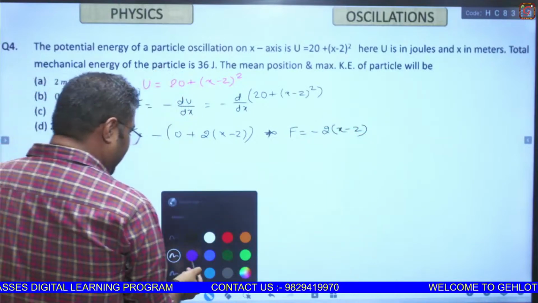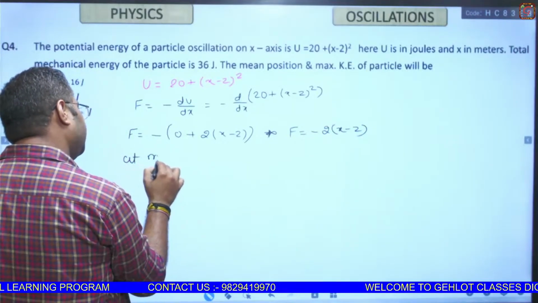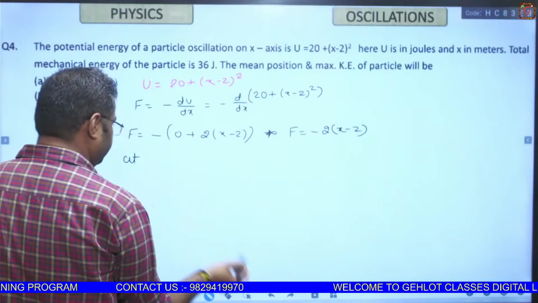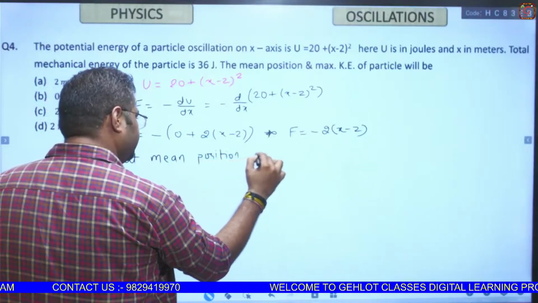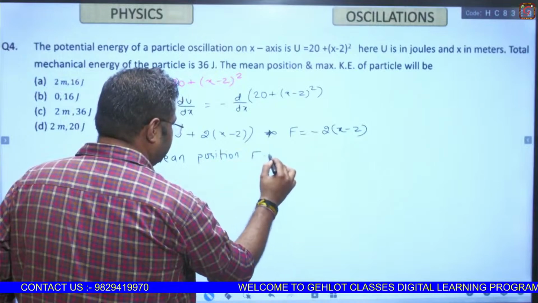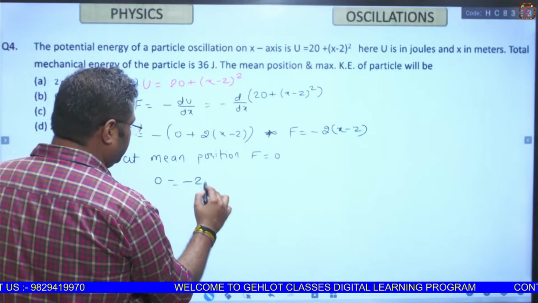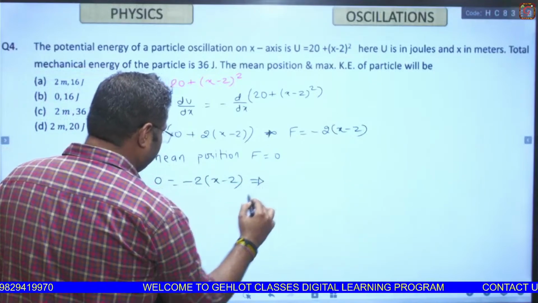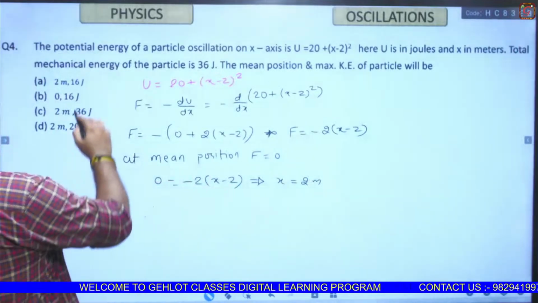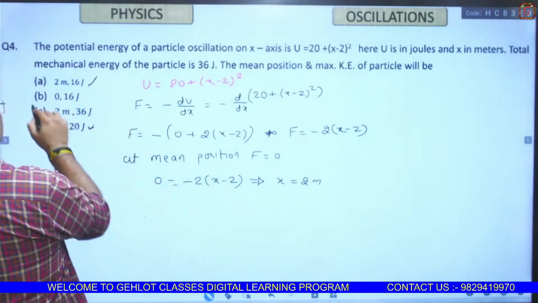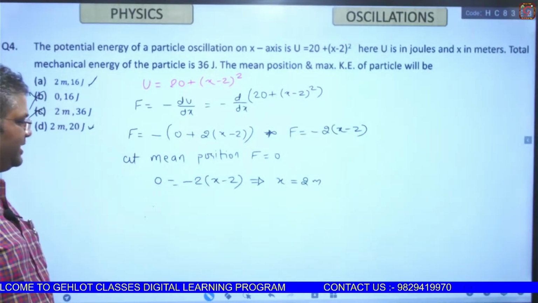We all know that at mean position, F is equal to 0. So at the mean position, 0 equals minus 2 into (x minus 2). From this equation we can say x is equal to 2 meters. So the option will be correct with 2 meter. So option A or D will be correct. Option B and C will be incorrect. So we are going to check further A and D.